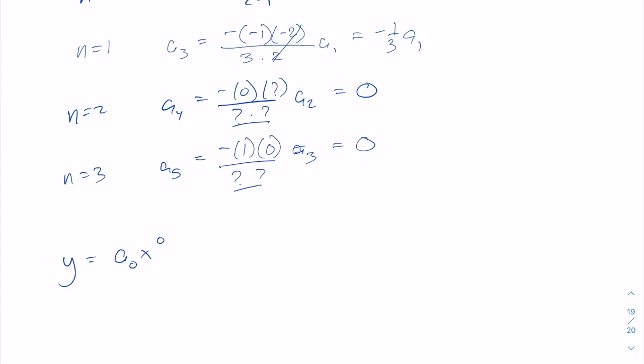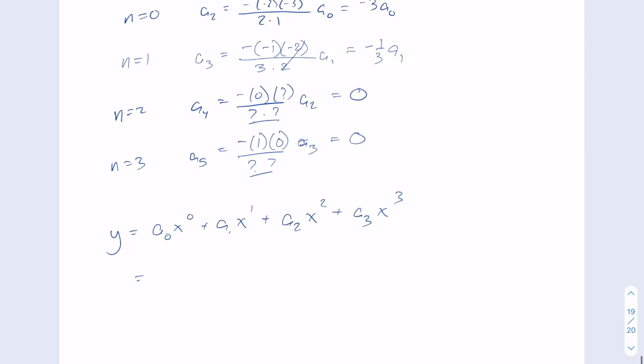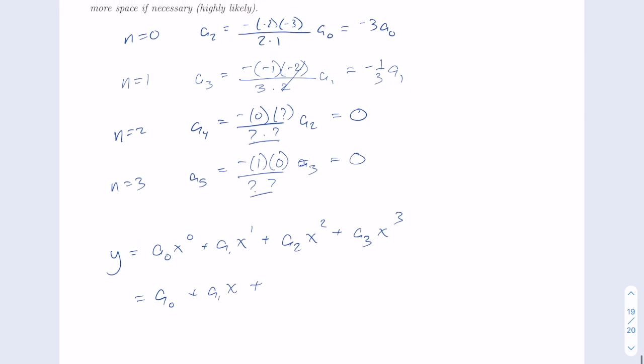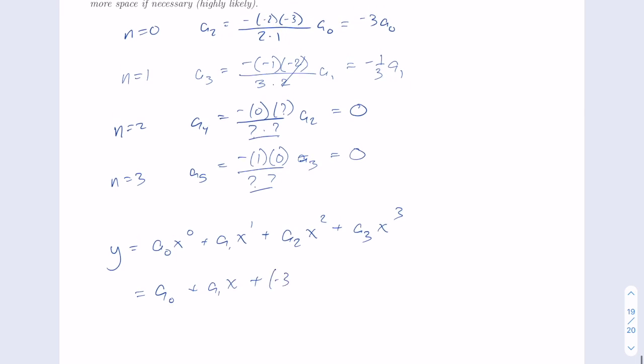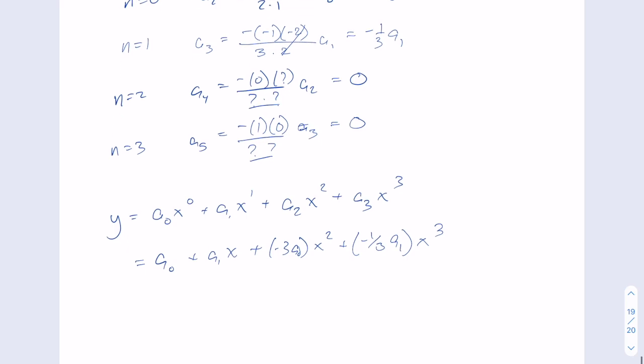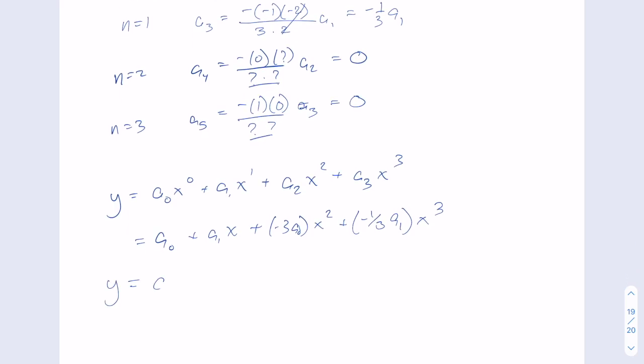So y looks like, okay, let's write it down. I have A0 x to the 0 plus A1 x to the 1 plus A2 x squared plus A3 x cubed plus the rest are 0. That's it. And I know the relationship between these. Plus A1 x plus, now what is A2? A2 is negative 3A0, plus A3 is negative 1/3 A1 x cubed.